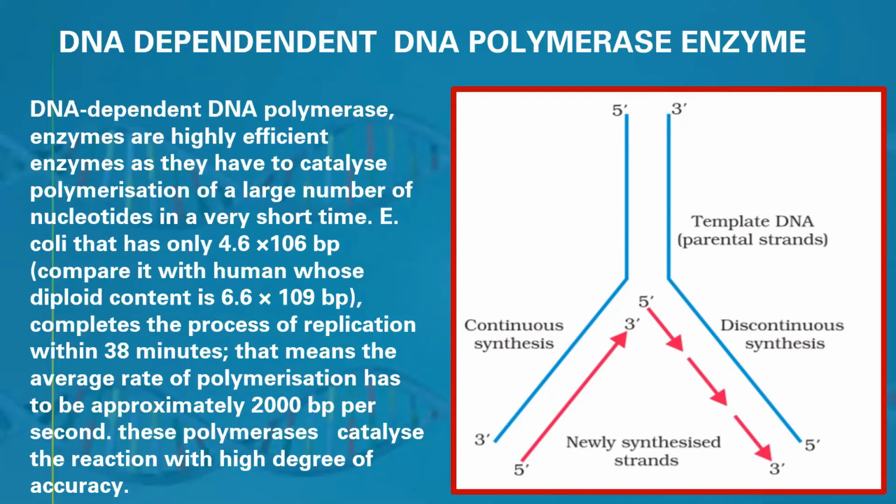This enzyme is very fast. E. coli has 4.6 into 10 raised to the power 6 base pairs, and the process of replication is completed within 20 minutes, or we can say 2000 base pairs per second. And not only is it very fast, it is also very accurate, because we know that a mistake in the addition of a single nitrogen base will result in mutation.